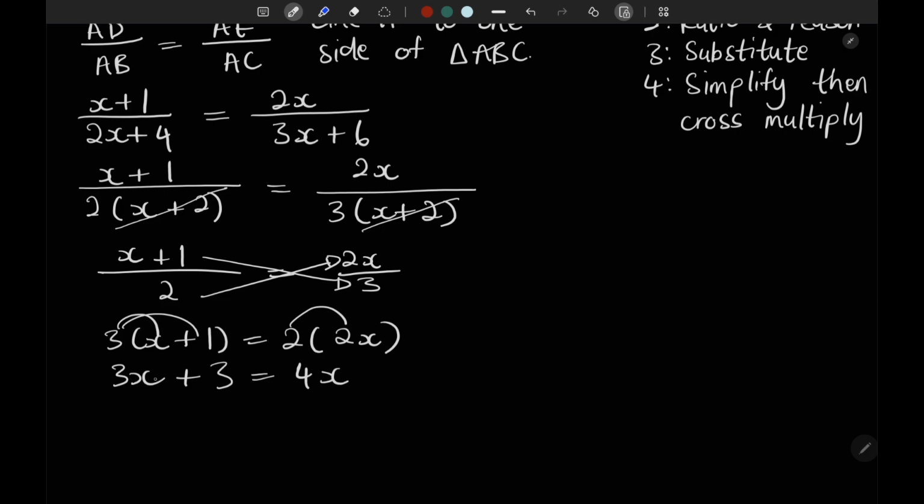Now let's solve this. Let's take 3x to that side. You have 3 is equal to 4x minus 3x. 4 minus 3 is 1. So you have x, 1x. Therefore, x is equal to 3.